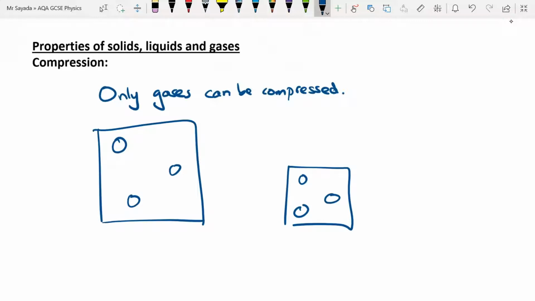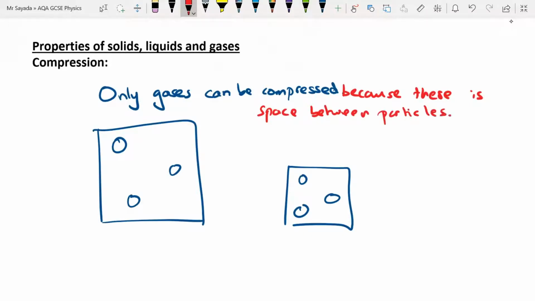So I can cram those particles closer together, and that's because there is space between the particles for the particles to get closer together. In solids and liquids, there is not.